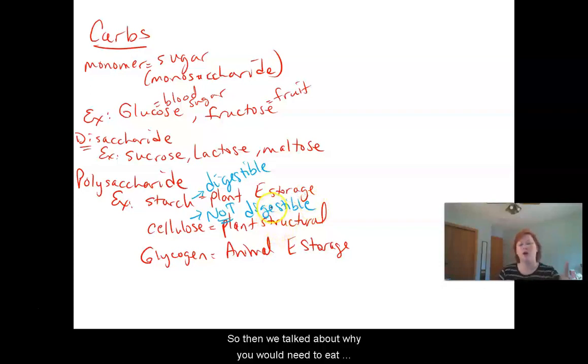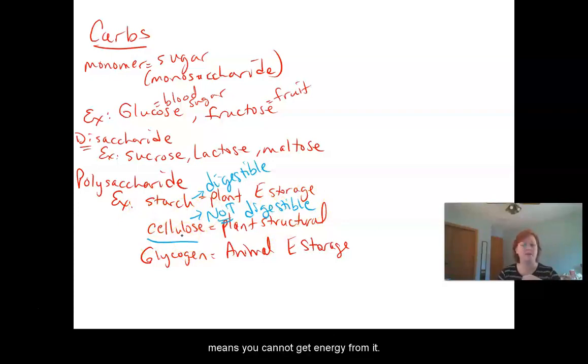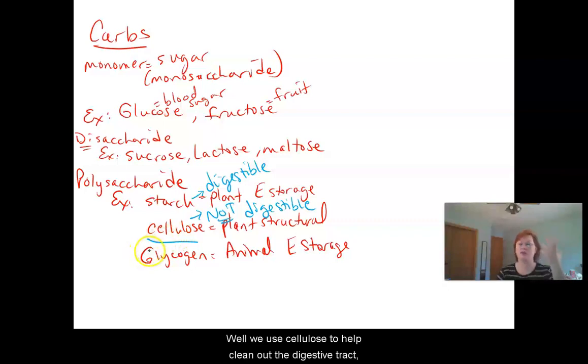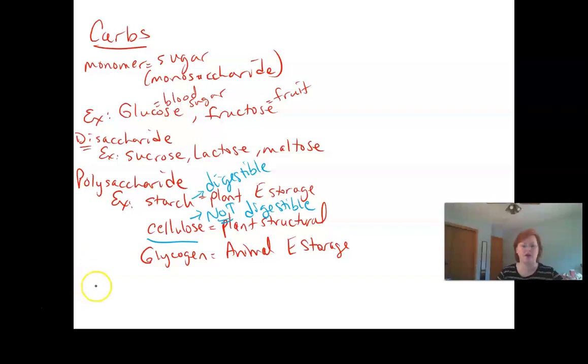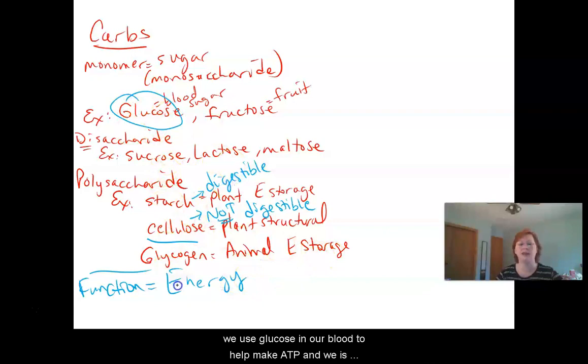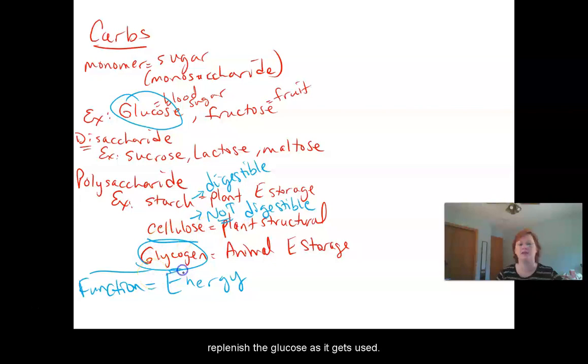So then we talked about why you would need to eat cellulose. If you can't break it down, that means you cannot get energy from it. Well, we use cellulose to help clean out the digestive tract, to make you feel full longer, which helps with calorie control, and to slow the absorption of glucose. So in general, though, for most carbohydrates, the function is going to be energy. So in animals, we use glucose in our blood to help make ATP, and we use glycogen that's stored in liver and muscles to help replenish the glucose as it gets used. All right, so that's carbohydrates.